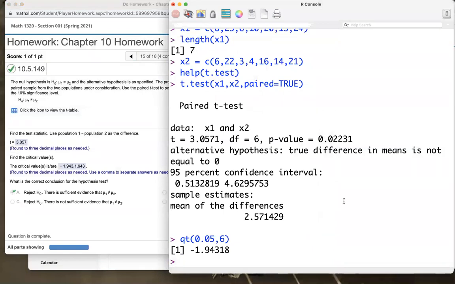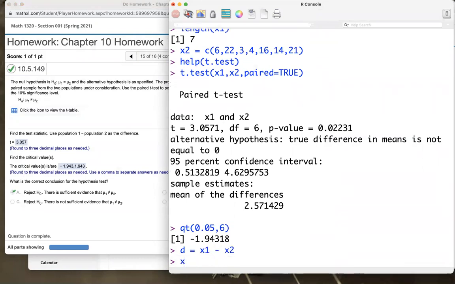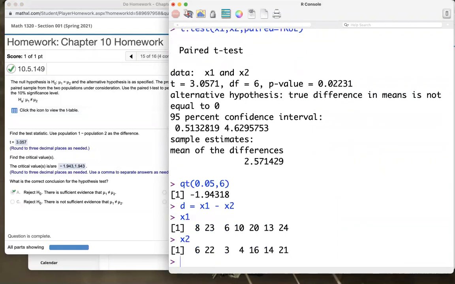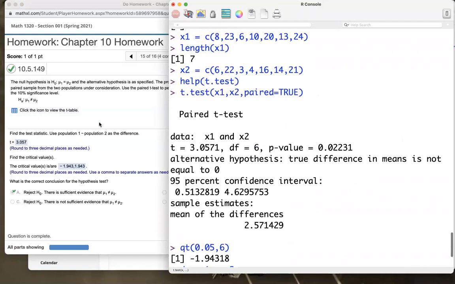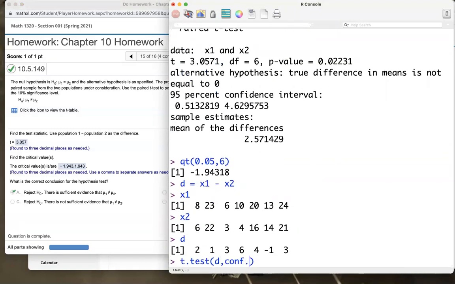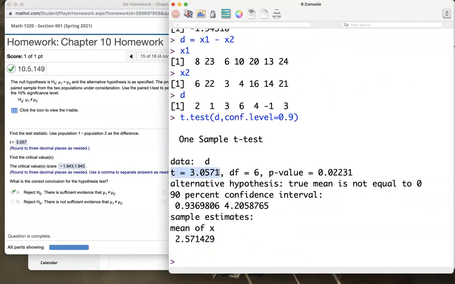But I also want to say that a paired test is really just a one population t-test where your population is the difference between the two. So X1 was the 8, 23, 6, 10 numbers, X2 was the other set, and then I just define D to be their difference. You can also just do a normal chapter 9 test. This is a t-test on D. We needed 90% confidence, so our conf.level was 0.9. And then this will give you literally the same test statistic, degrees of freedom, and p-value.